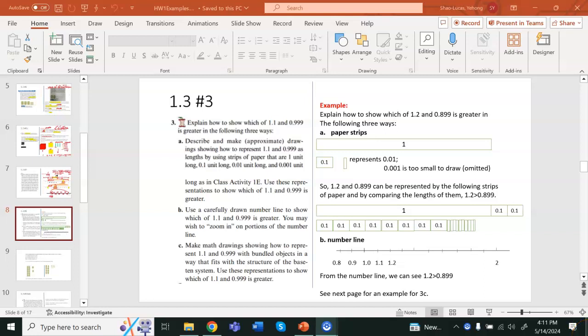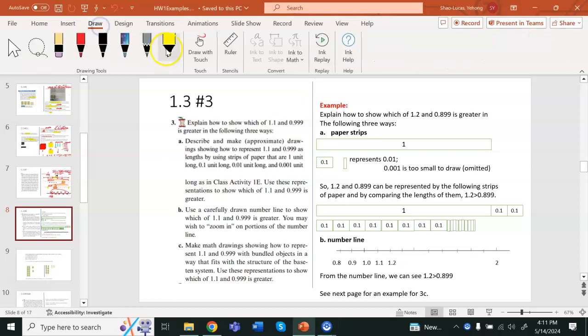Section 1.3, homework problem number 3. In this section, we look at how to compare two numbers to see which one is bigger. For example, in the homework, we're asked to compare these two numbers. Generally, we can start from the largest place values and compare them to determine which one is bigger.